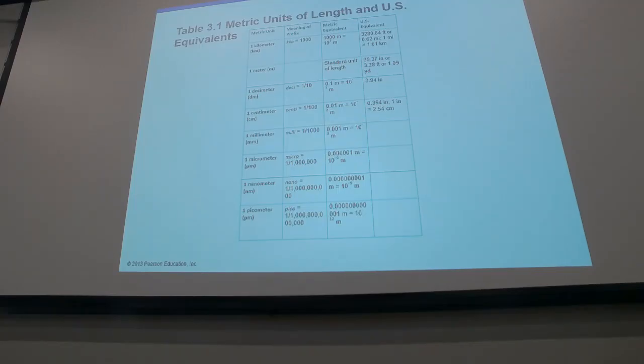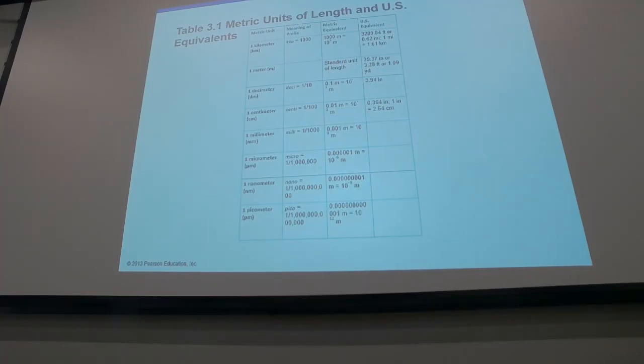So this table shows you some of the units of length and their equivalents in the metric system and in the US system. Here in the left column we have the metric units. We have a prefix, meaning the first part of the word that we use to tell what the unit is. And then what is the metric equivalent and what is the US equivalent.